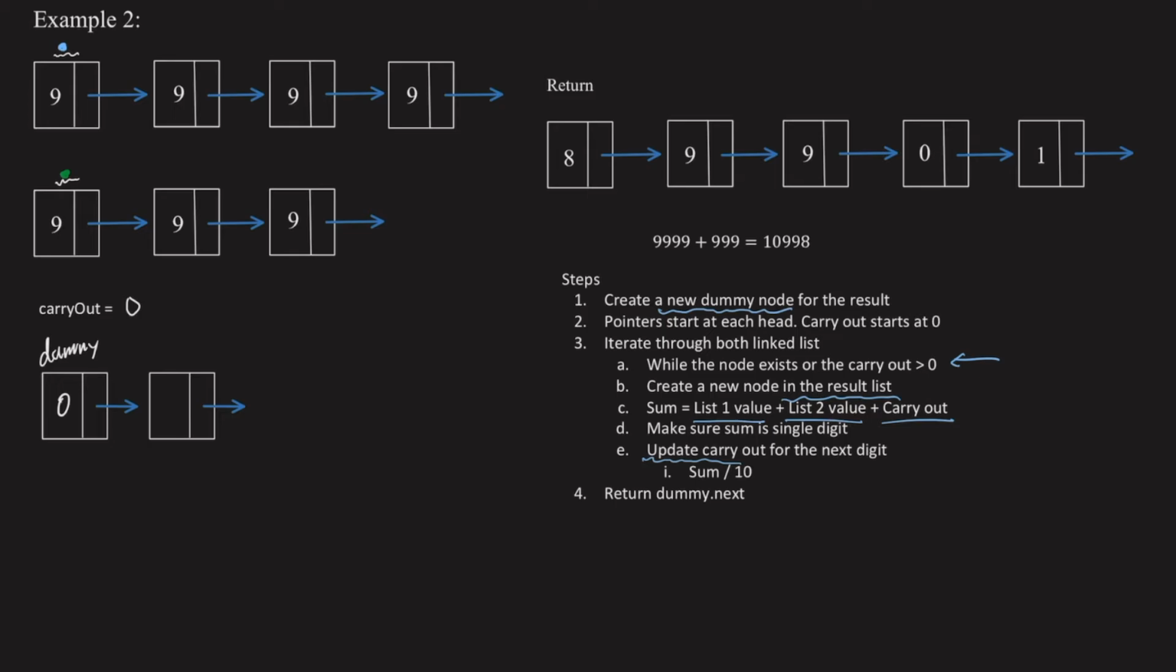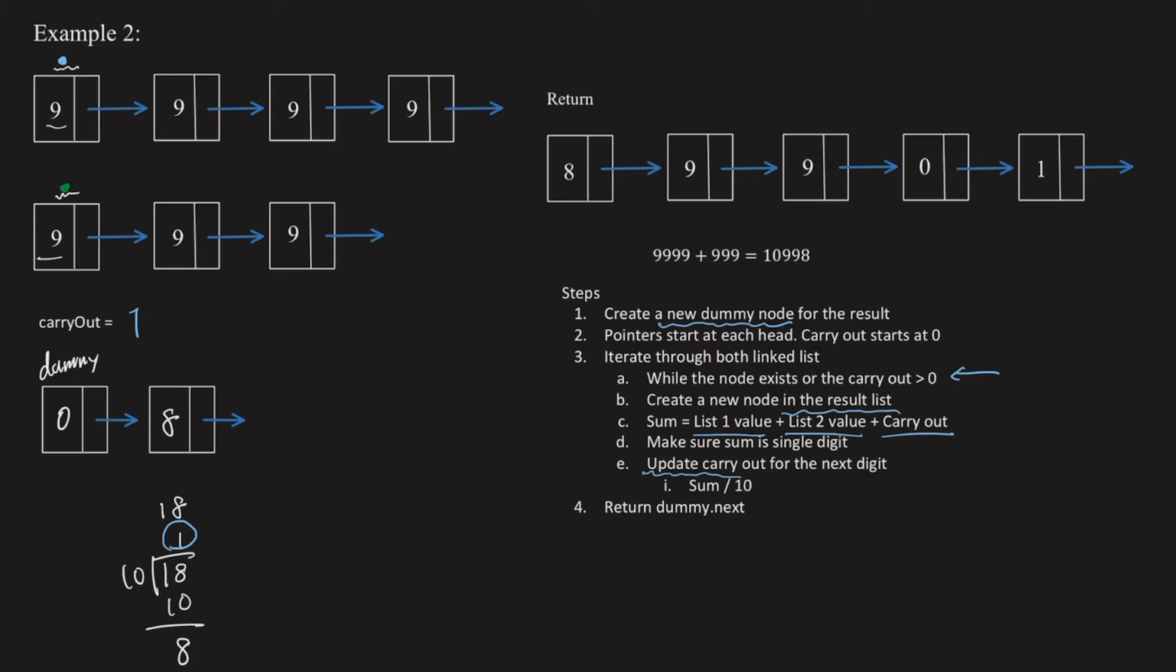Then we're going to calculate the sum, which is going to be 9 plus 9 plus 0, which is 18. We need to have a single digit, so we can divide this by 10. And again, we're going to have the remainder in the node. We can update the carry out with this number. Let's keep going. So the pointers move.